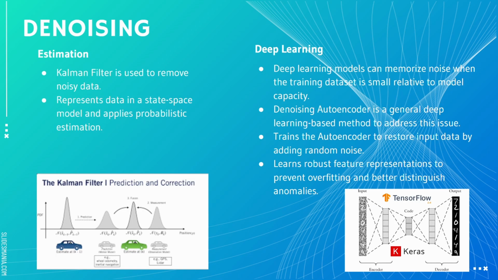Another method of denoising is estimation. Generally the Kalman filter is used, and it represents data in a state space model and applies probabilistic estimation. And another important model is deep learning, which we've been discussing all along. Deep learning models can memorize noise through the training data set, since noise is small relative to model capacity. So it makes it challenging to distinguish noise from anomalies.